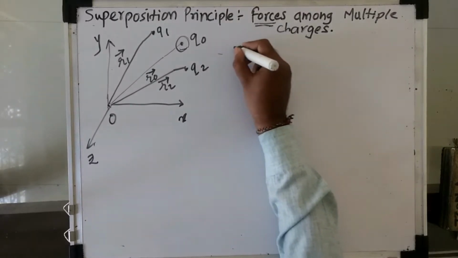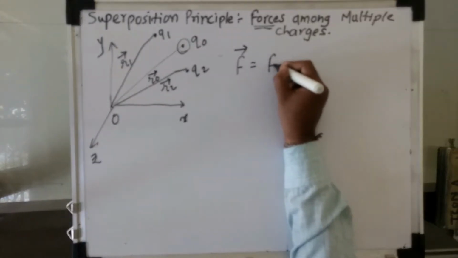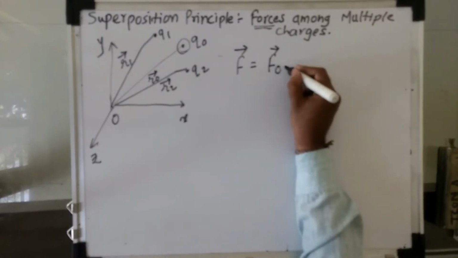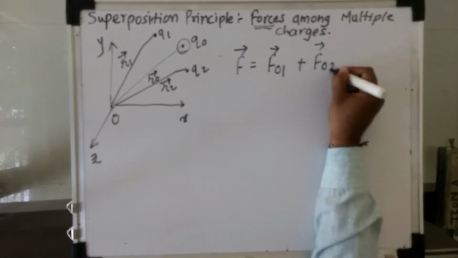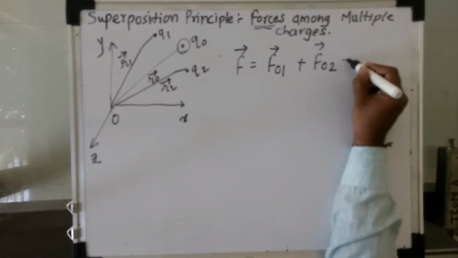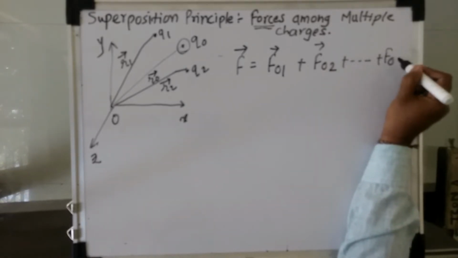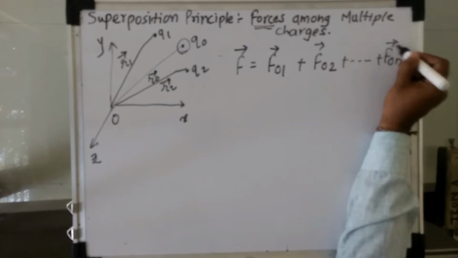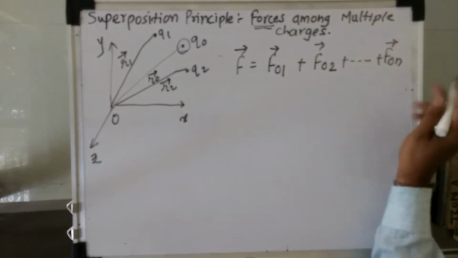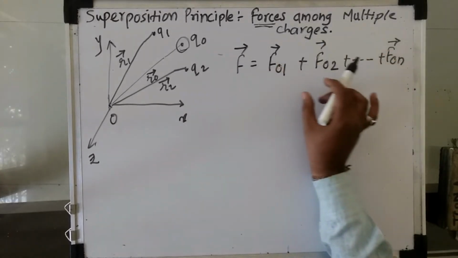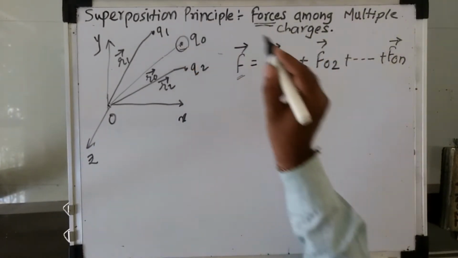See here, F bar, the force acting on q0, is the force acting on 0 due to the first plus the force acting on 0 due to the second. Likewise, if there are n number of charges, then it would be given by the force acting on 0 due to the nth charge in this fashion. So this is always a vector addition of all the forces, and that will provide me the force acting on the test charge q0.